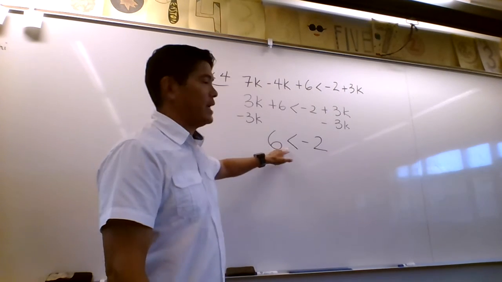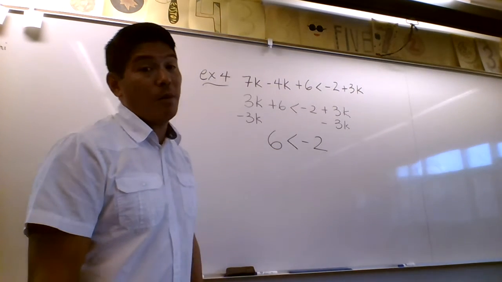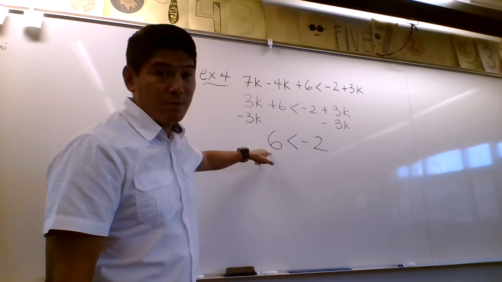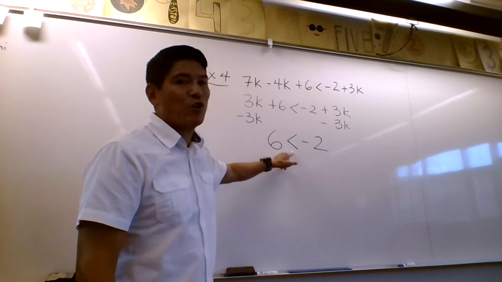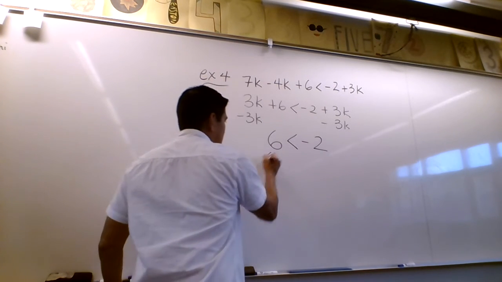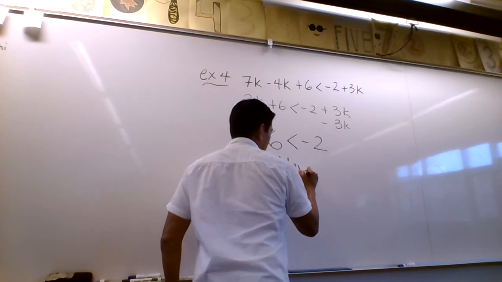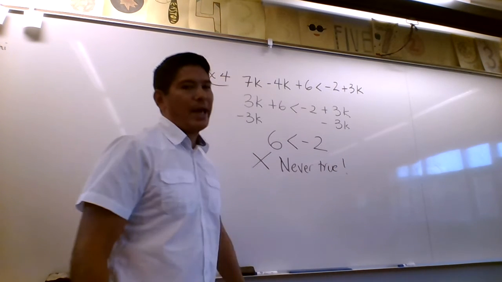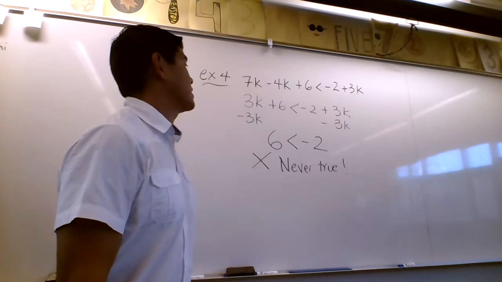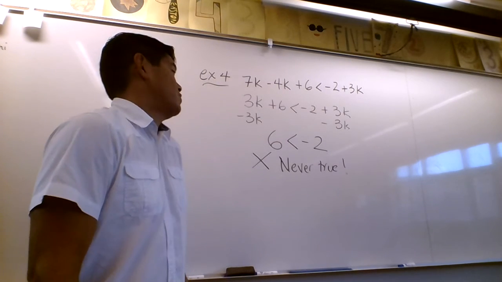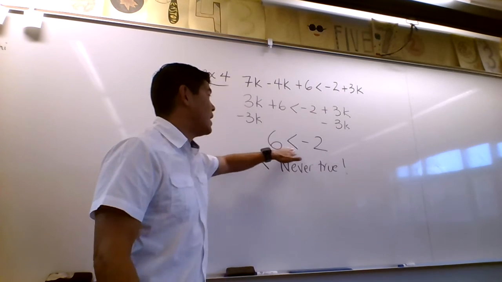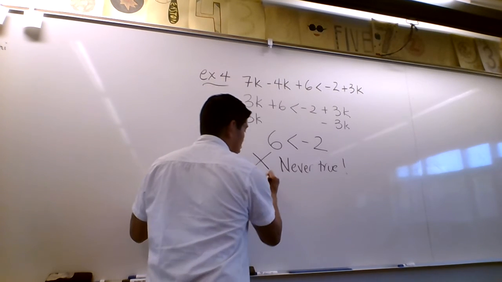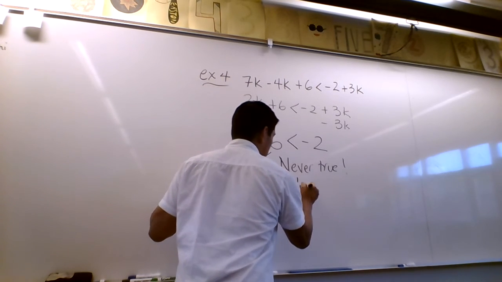Is 6 less than negative 2? Maybe pause, think about it. A positive, so the 6 here is positive, is never less than a negative. So this is not true. This is never true, in other words. Kind of like if we had in an equation, 6 is equal to negative 2. That's not true. So since 6 is not less than negative 2, our solution should be no solutions, or no real solutions.